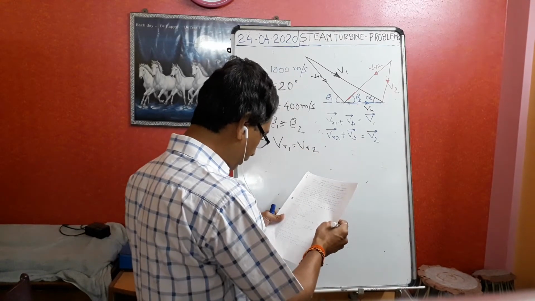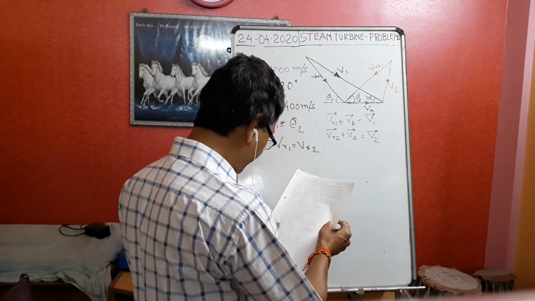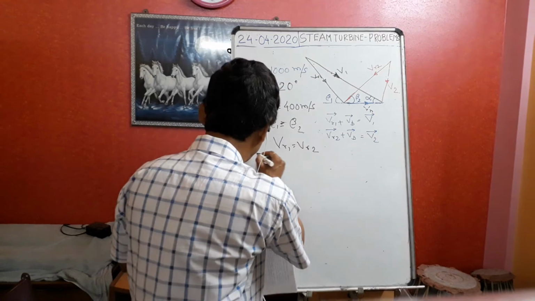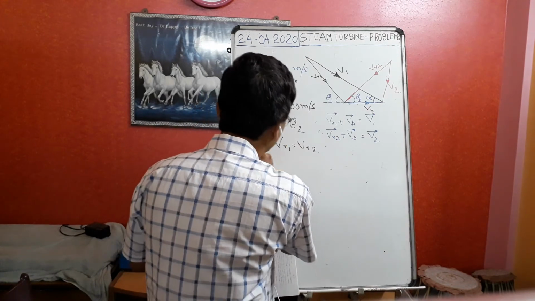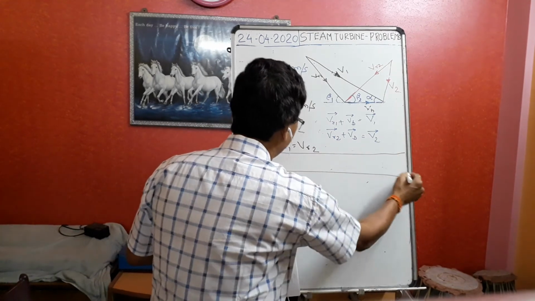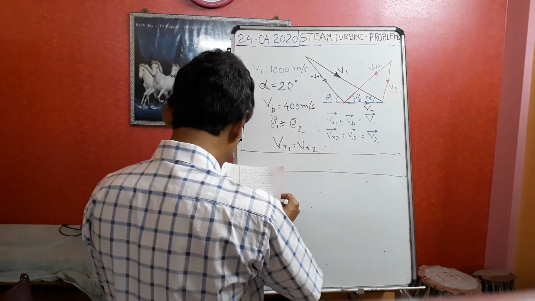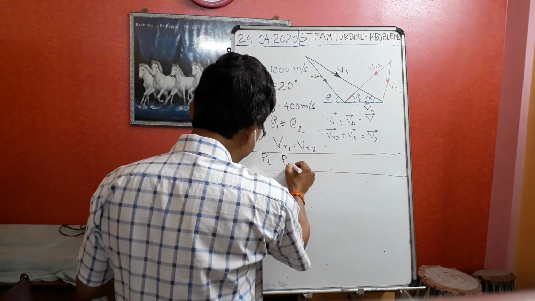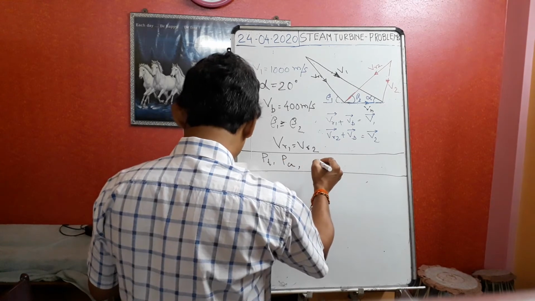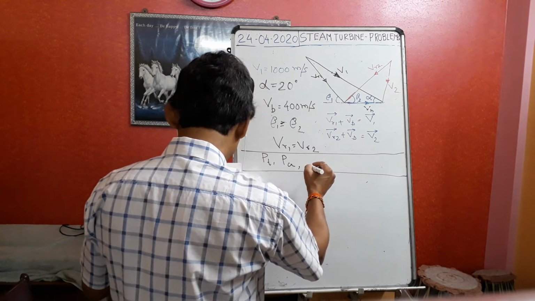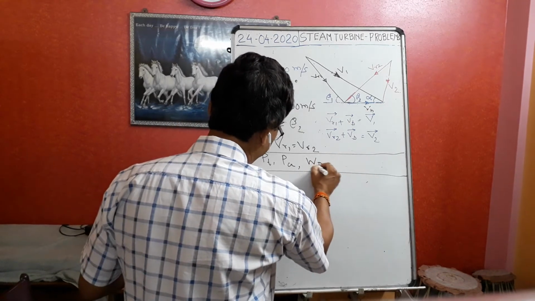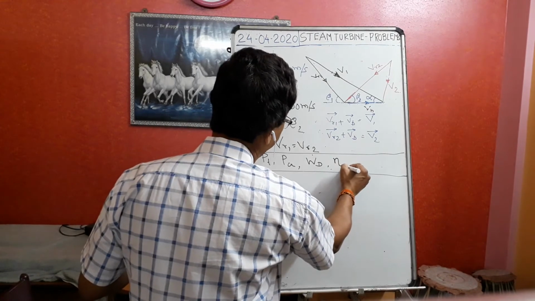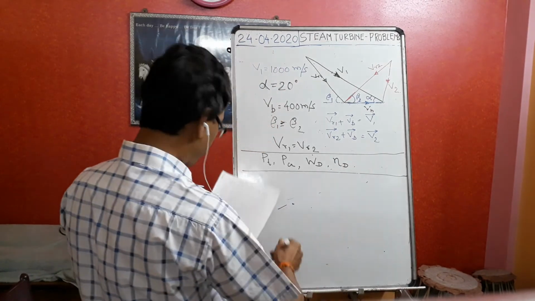Now he is telling us to neglect the friction effects and calculate the tangential force on the blades. He asked many things. What has to be found out? We have to find the tangential force PT, the axial force, and the diagram power WD, that is how much power is produced, and the diagram efficiency eta D.